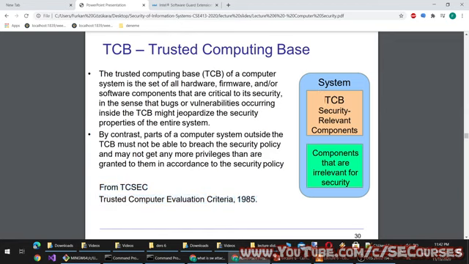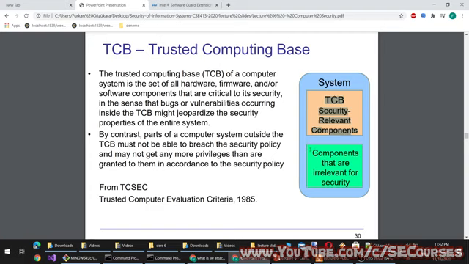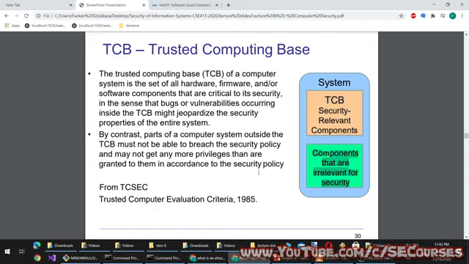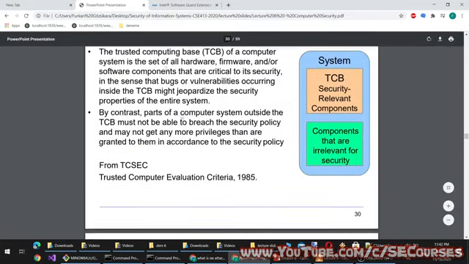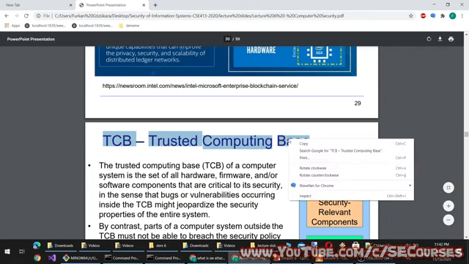Okay, so we separate components into two categories. TCB, security relevant components, and components that are irrelevant for security. Okay, and let's see if there is more information related to this.